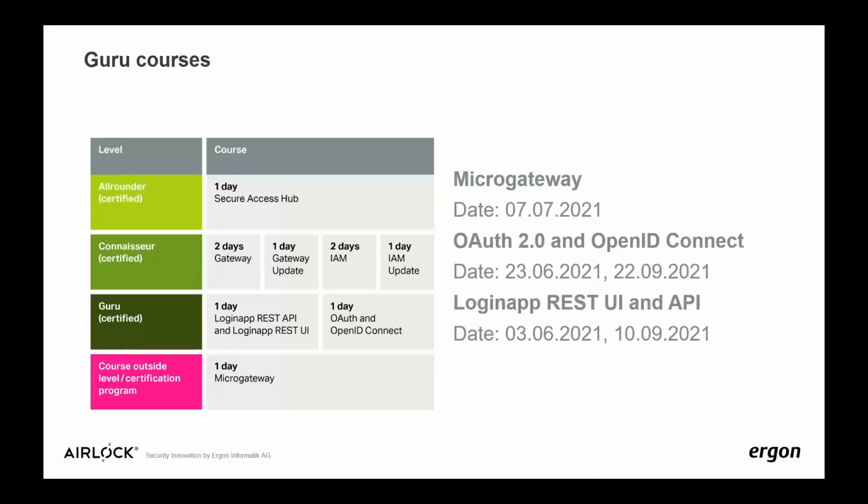Of course, there are the other courses as usual, and there are the Guru courses. So if you're already certified and you're interested in OAuth 2.0 and OpenID Connect, so those are IAM topics, of course, or the new flows, so the Login Up REST UI and API, then you can join one of those Guru courses. But in this specific case, I would point out the Microgateway course, which we are preparing actually right now in the background. I will continue to do my work there as soon as I finish with this webinar.